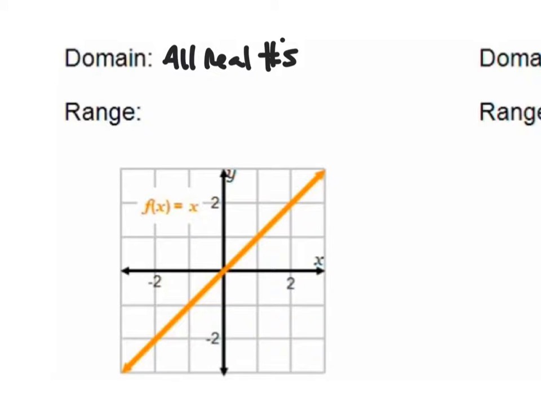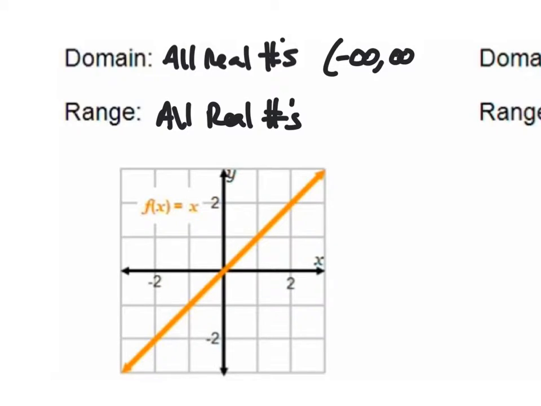Where do I have y values? Do I have negative y values? Do I have 0 as a y value? Do I have positive y values? The answer to that question is yes. So this is all real numbers. If I wanted to put this in interval notation, I would say that this goes from -infinity to +infinity. Same thing with the range. This goes from -infinity to +infinity.